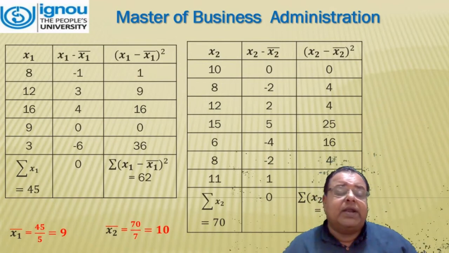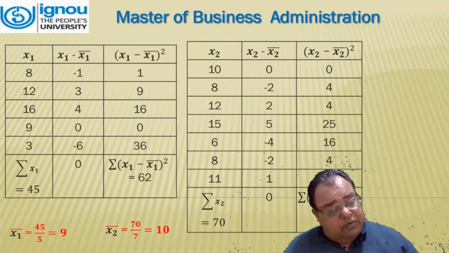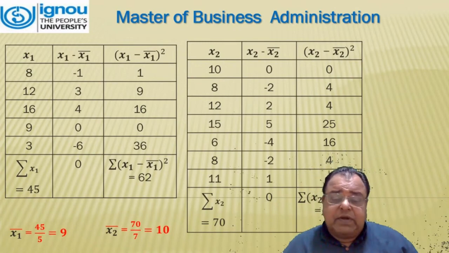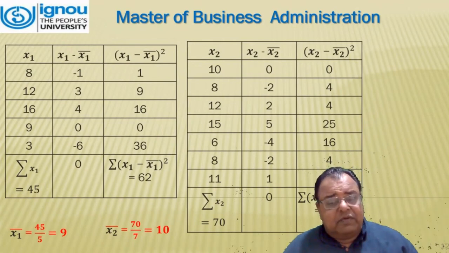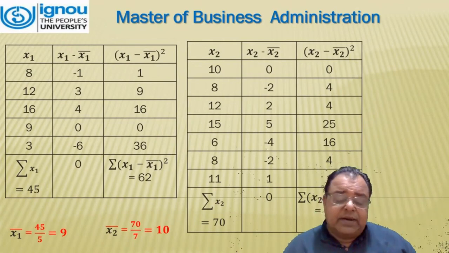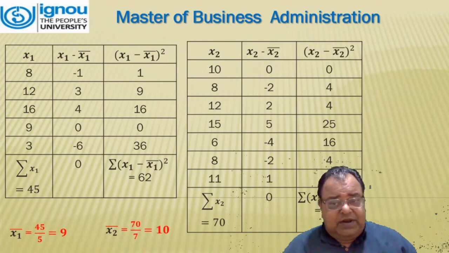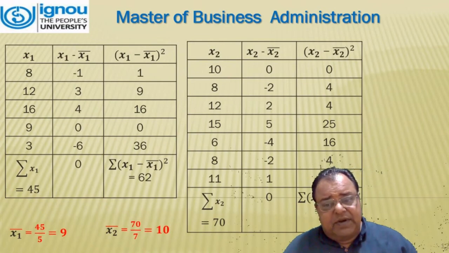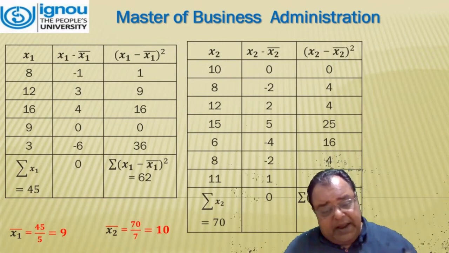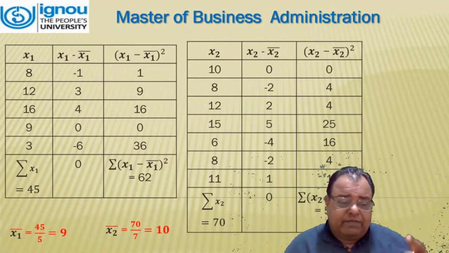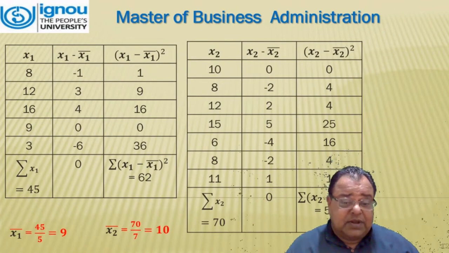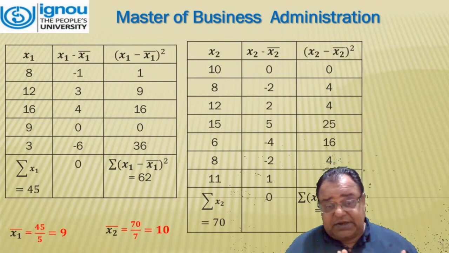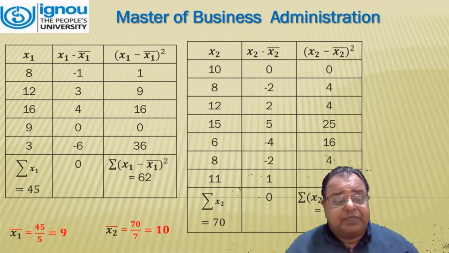Now we calculate x2 minus x2 bar. Individually, we subtract all these values from 10, and we get column number 2. Then we square all these values: 0, 4, 4, 25, 16, 4, and we add them. Now we have two columns with numbers each for drug A and drug B.